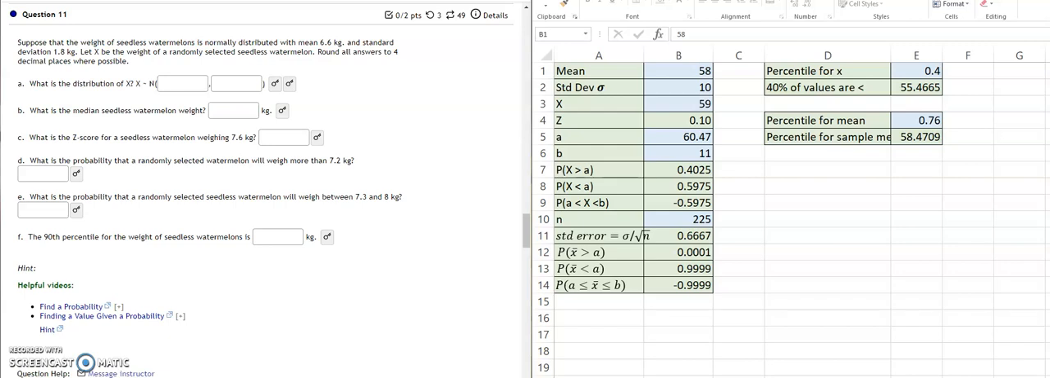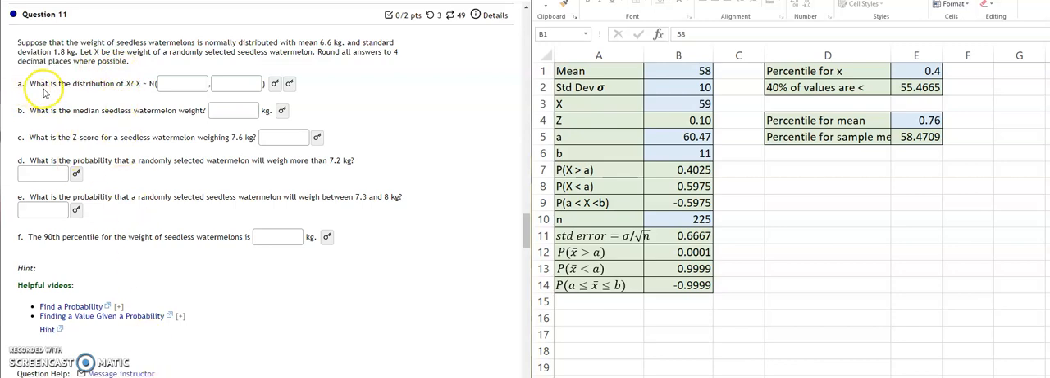Hello students, this problem we are focusing on right now deals with the normal distribution function. So the question says, suppose that the weight of seedless watermelons is normally distributed with a mean of 6.6 kilograms and a standard deviation of 1.8 kilograms. Let x be the weight of a randomly selected seedless watermelon. Round all answers to 4 decimal places where possible.